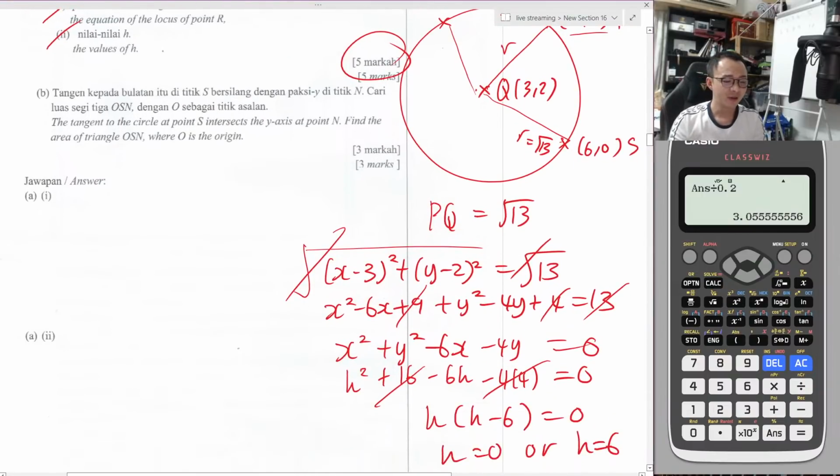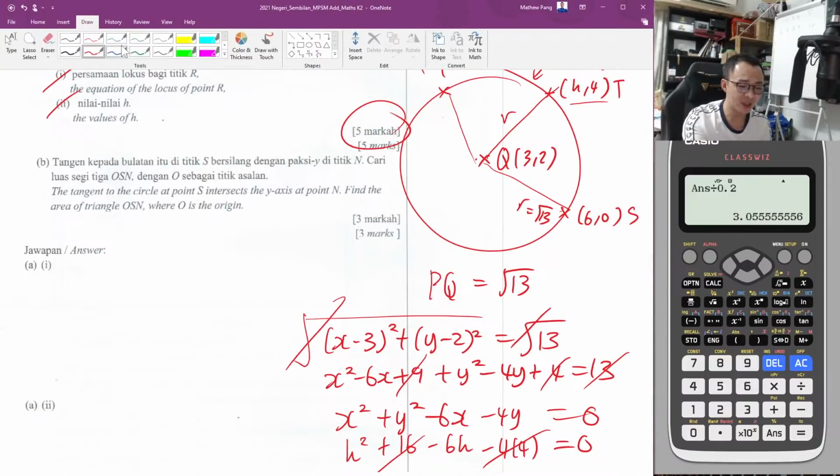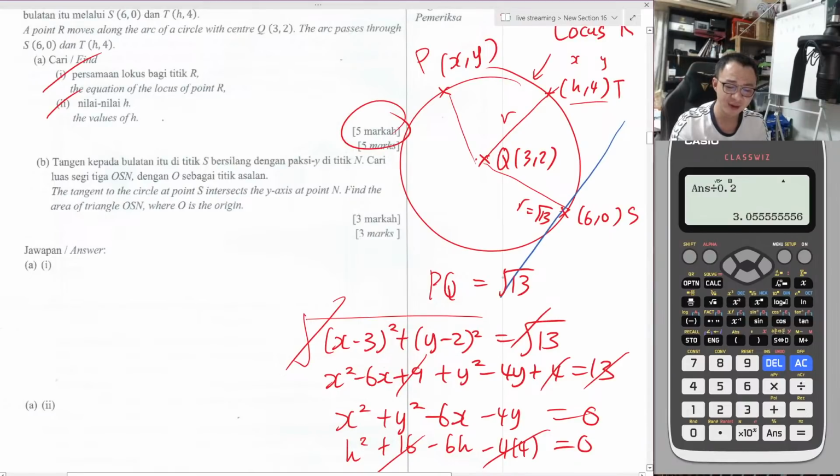So then the tangent to the circle at the point S intersects the y-axis at N, and then find the area of the triangle. Okay, so I want to find where the coordinate N is. So I have a line which is tangent at S here. Tangent means it will be 90 degrees. So the first thing I will do is find the gradient for QS. Gradient formula, y minus y over x minus x. So the gradient should be negative 2 over 3.